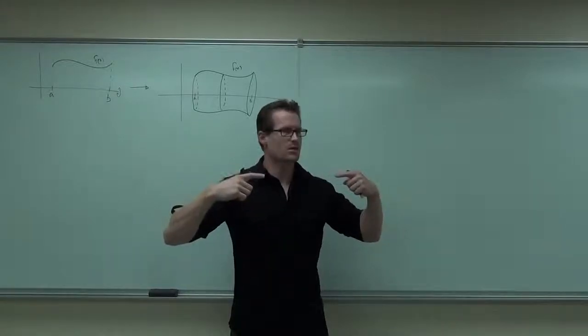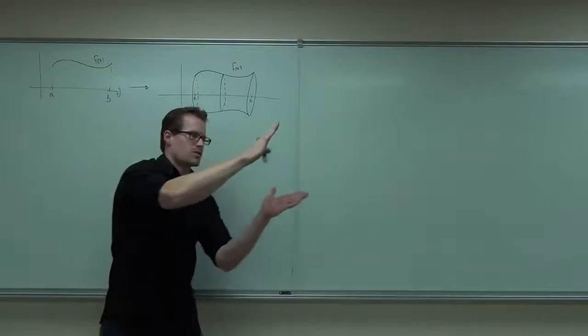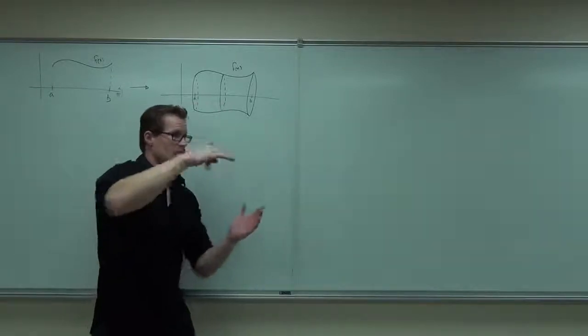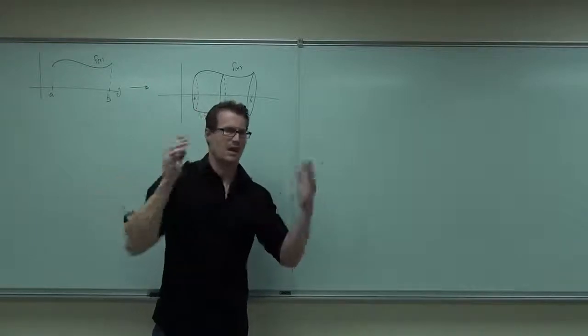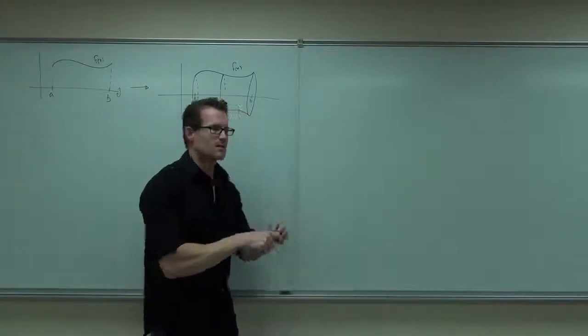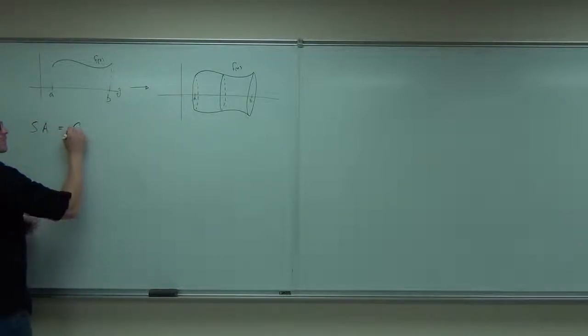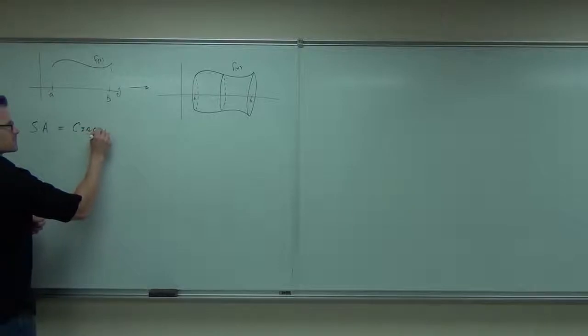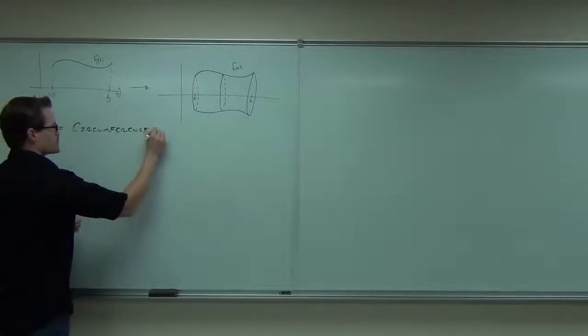Now, we don't have a cylinder, but we have kind of a changing cylinder. We have something that goes like this. So that means we can integrate it little by little. Take the surface area here and here and here and here and add them all up. And that's basically the idea. So the idea is surface area is circumference times length.